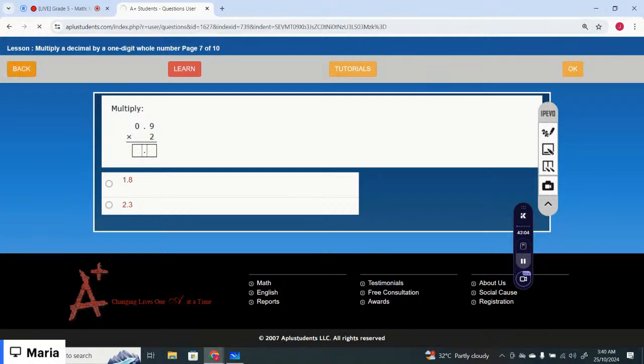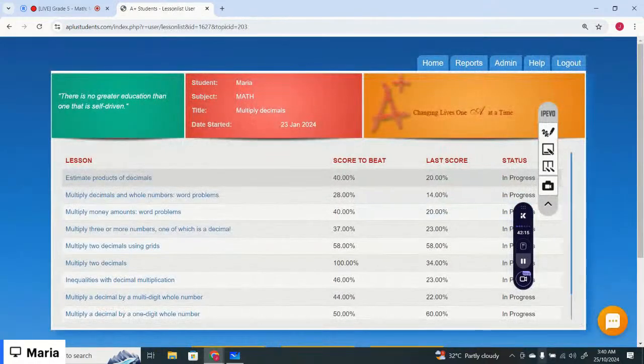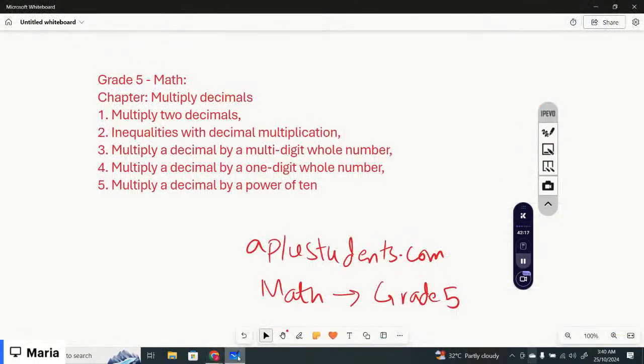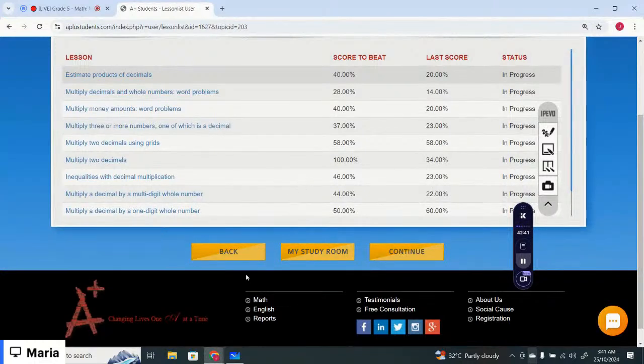Okay, that's all for today. You can complete the lesson by yourself later today. So, we were working on grade 5 math. The chapter we were working on is multiply decimals. The lessons we have covered today are multiply two decimals, inequalities with a decimal multiplication, multiply a decimal by multi-digit numbers, multiply a decimal by one digit whole number. So please make sure before the next session you complete all the practice questions for the lessons we just did. That is your homework until next session.